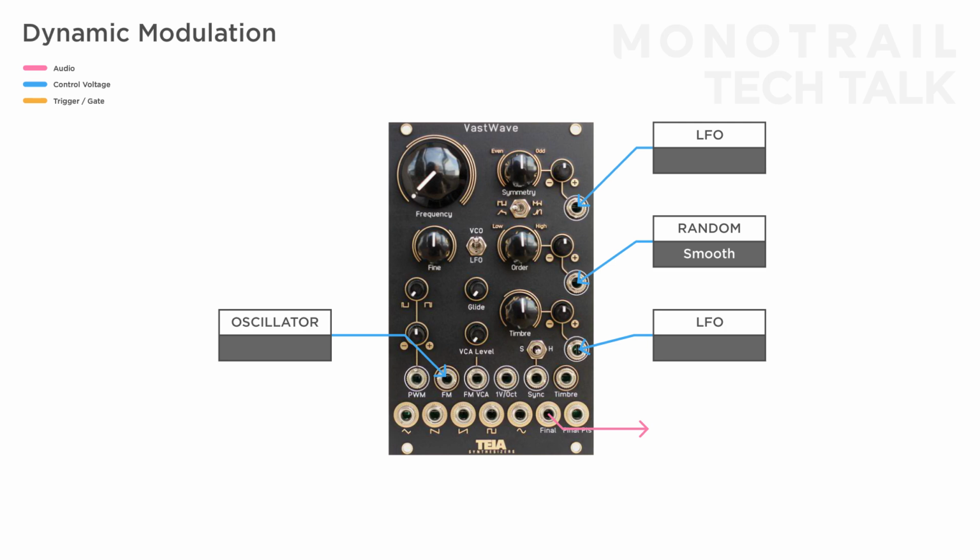You can take a steady oscillator and send a sine wave to the FM input. Then you can use something like a looping envelope to modulate the internal VCA, creating short bursts of FM.